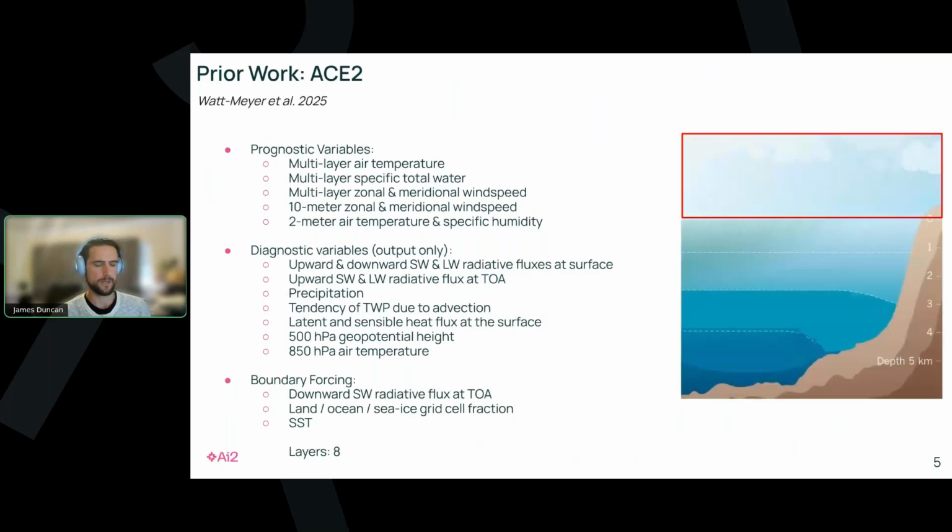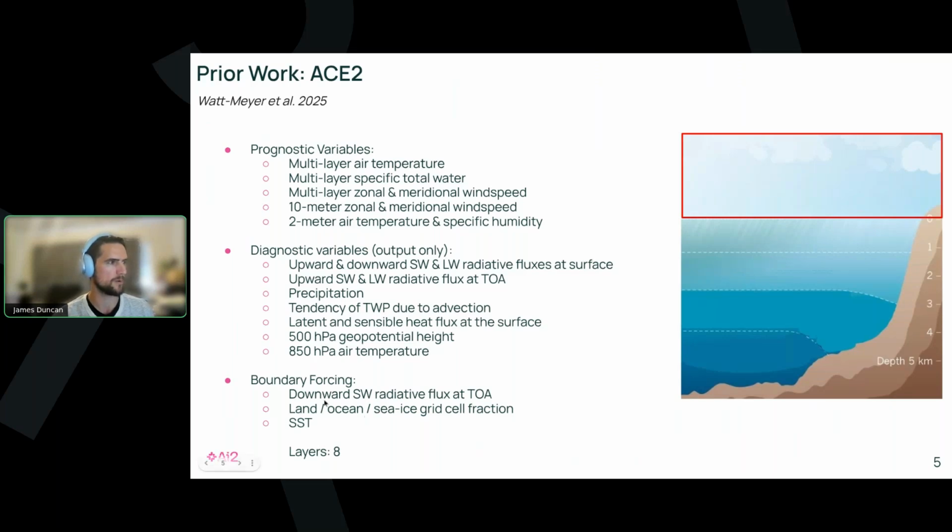Another prior work that Lucas already mentioned is ACE2. So this is forming the atmosphere component of Samudra. Again, many variables on 8 vertical levels, and then 2D variables as well, and a number of diagnostic variables, meaning that they're output only from ACE, but not inputs. And many of these diagnostic variables will be passed to Samudra in order to set the surface conditions when Samudra takes a step forward in time.